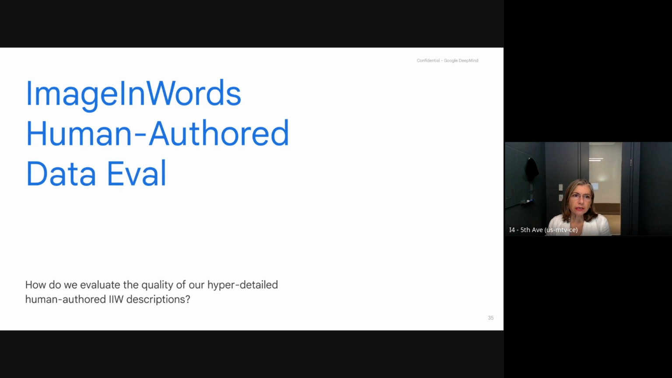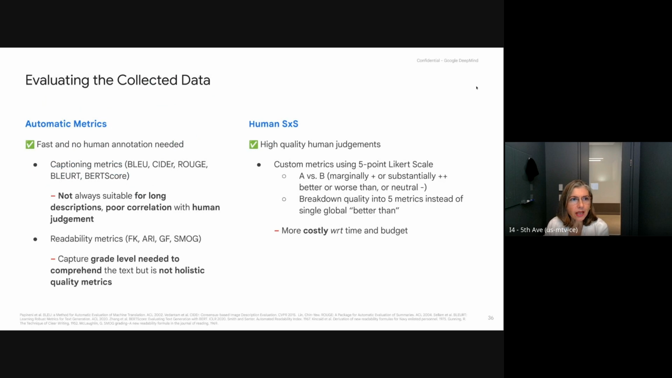Okay, so in ImageInWords, we have both human-authored and machine-generated data. But how are we evaluating the quality of these descriptions? That's a very good question. Let's talk about this. Next. So we use both automated metrics and human side-by-sides for evaluating our collected data.